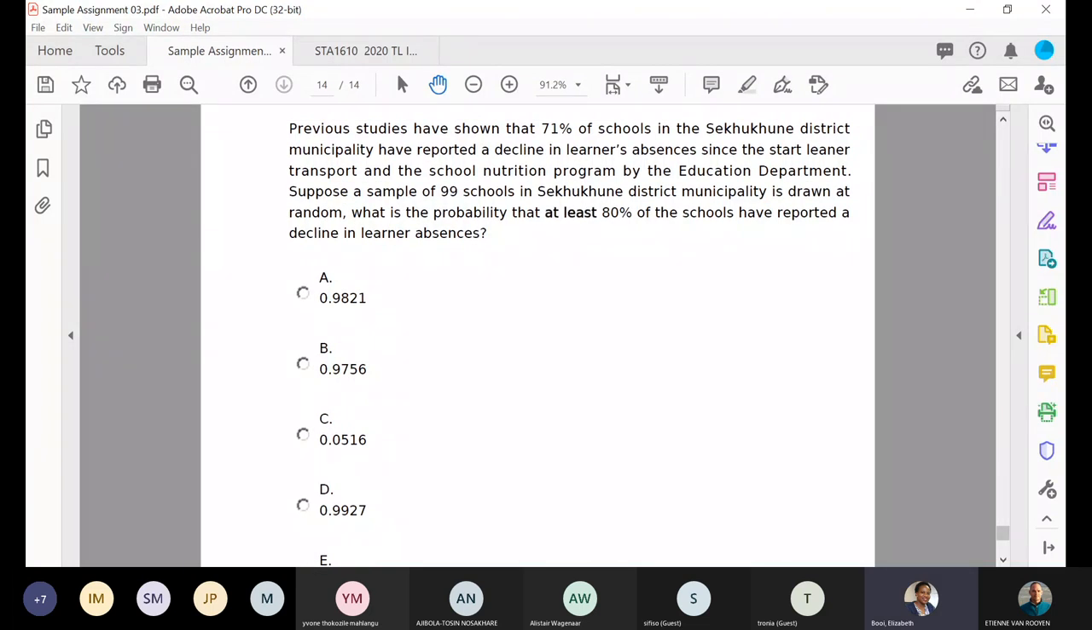A previous study has shown that 71% of schools in Sikukuni District Municipality have reported a decline in learner absence since the start of learner transport and the school nutrition program by the Education Department. Suppose a sample of 99 schools in Sikukuni District Municipality is drawn at random. What is the probability that at least, which is greater than or equal to, 80% of the schools have reported? So what they are asking you is to find the probability that the sample proportion is greater than or equal to 80%, which is 0.80. Let me not write it as 80% and write it as 0.80.